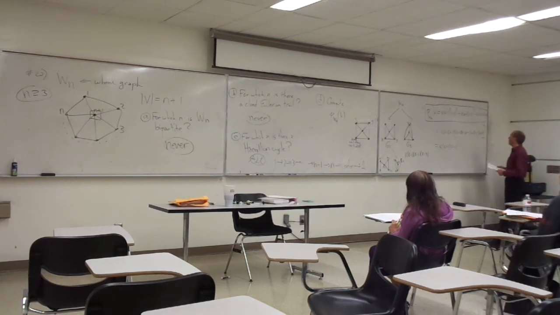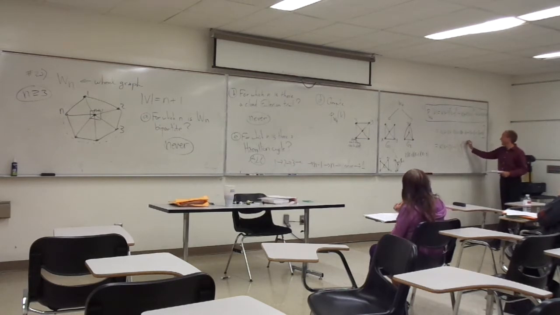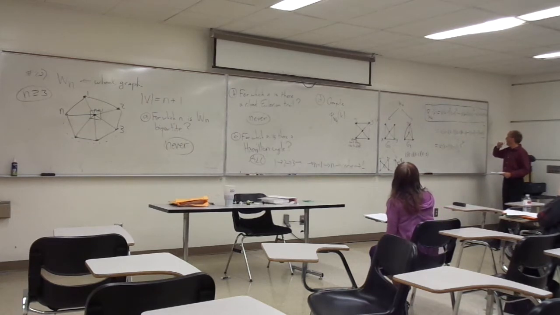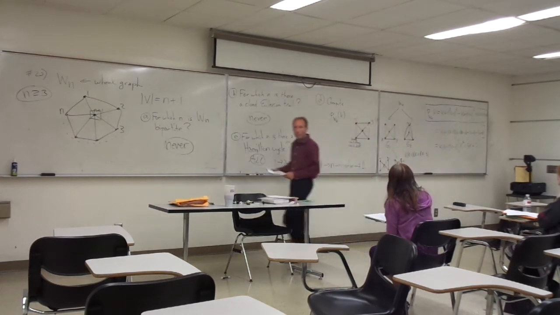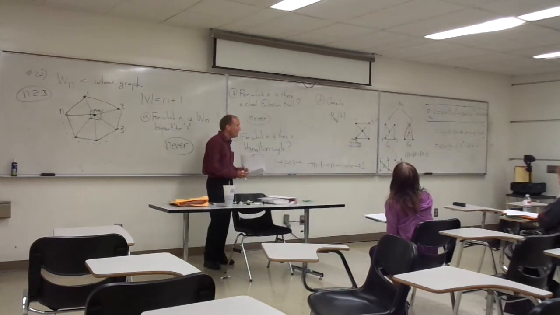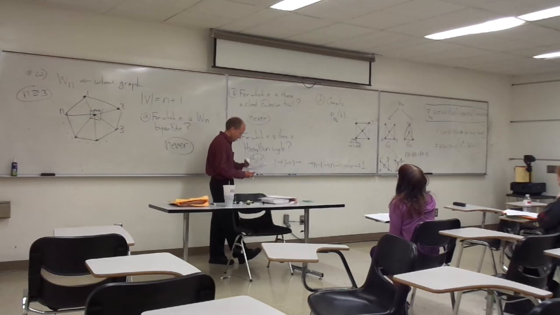And then on this one, it's going to be k squared minus 5k plus 7. That's what I got. It's over. That's the chromatic polynomial. Pretty nice.